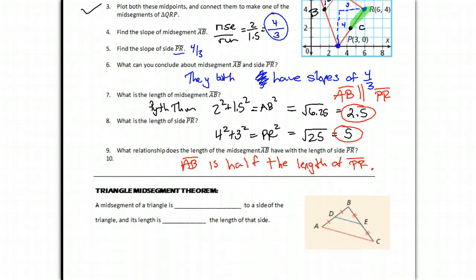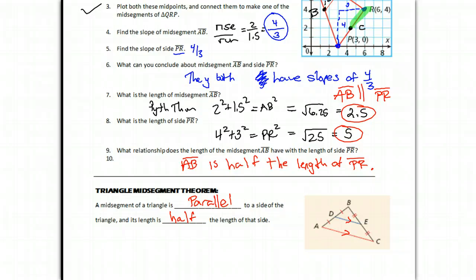So here's the triangle midsegment theorem. A midsegment of a triangle is parallel to a side of the triangle. So DE is the midsegment, and it's parallel to AC. And the length of DE is half the length of that opposite side there. So that's our triangle midsegment theorem.